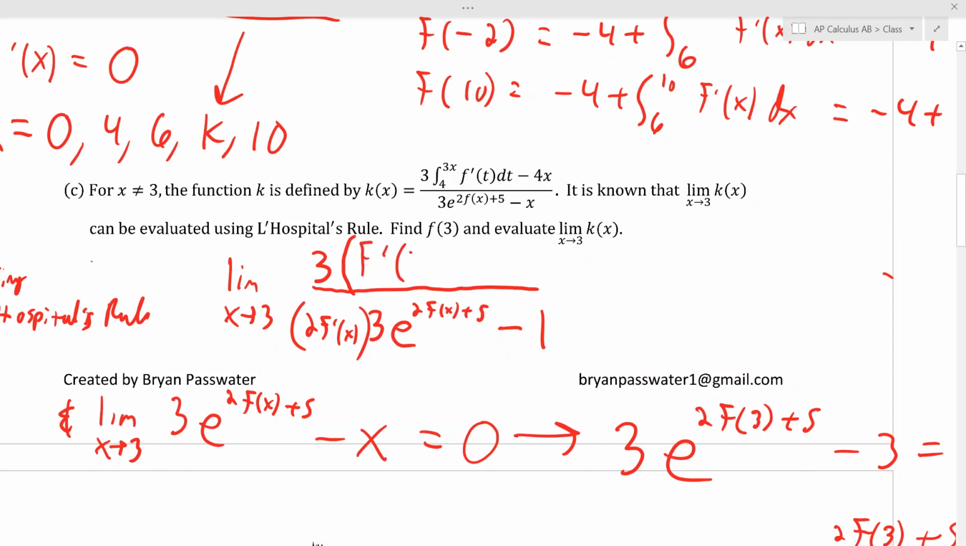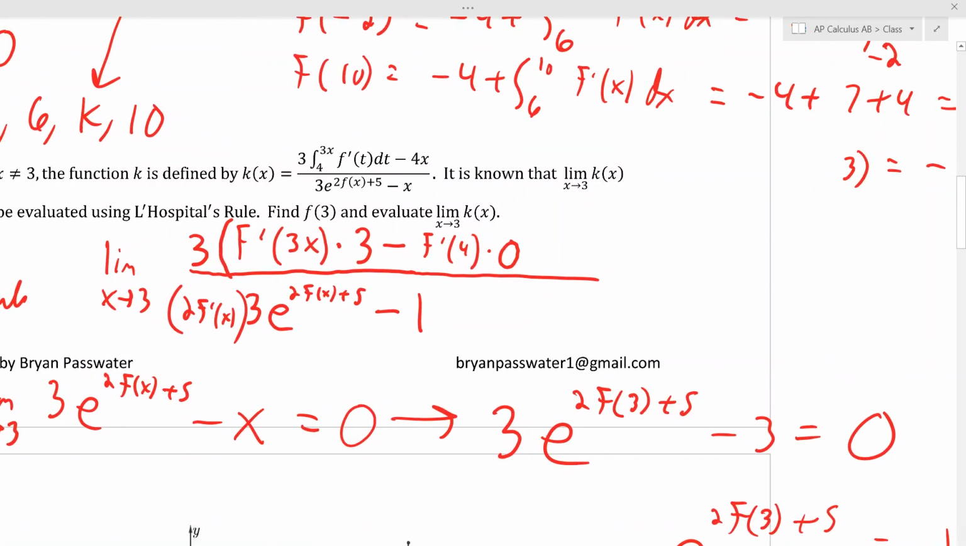I'm going to plug in the top limit times the derivative of what I plugged in, which is a 3. And then technically it's minus plug in the bottom limit, f prime of 4, times the derivative of what I plugged in. That's a 0. So that's the derivative of the integral, and then minus 4.